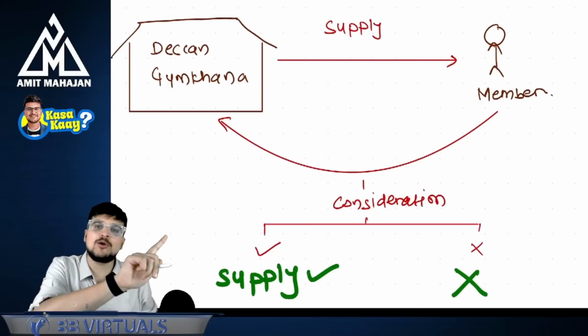The question is: is this a composite supply? No, because the bucket can be sold independently and the Rin can be sold independently. It is not like I can't buy a bucket if I don't buy Rin. It is not like that. And that's why, can I say these are not naturally bundled, but these are artificially bundled?